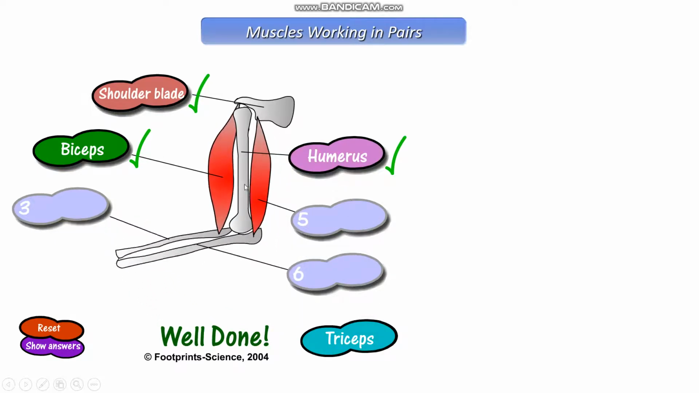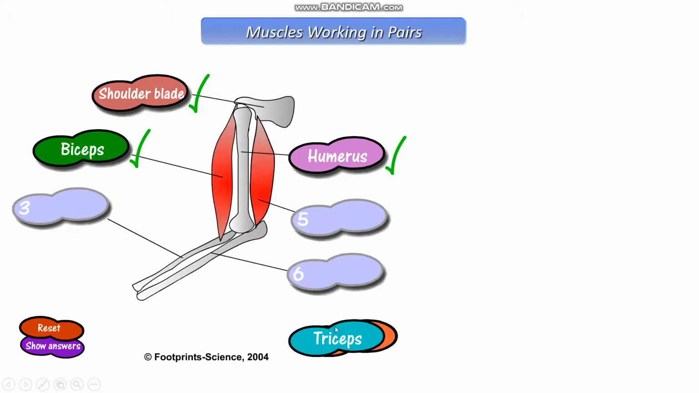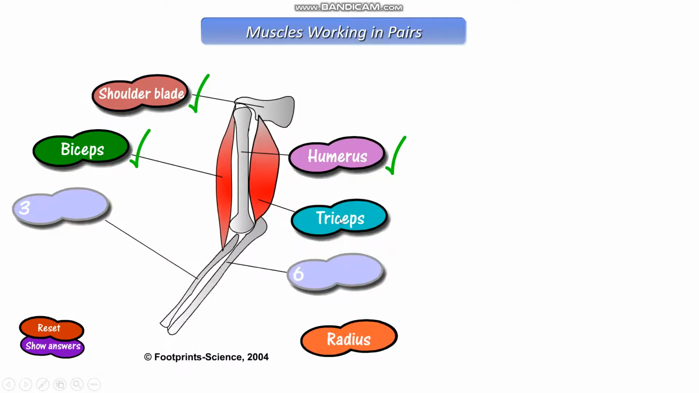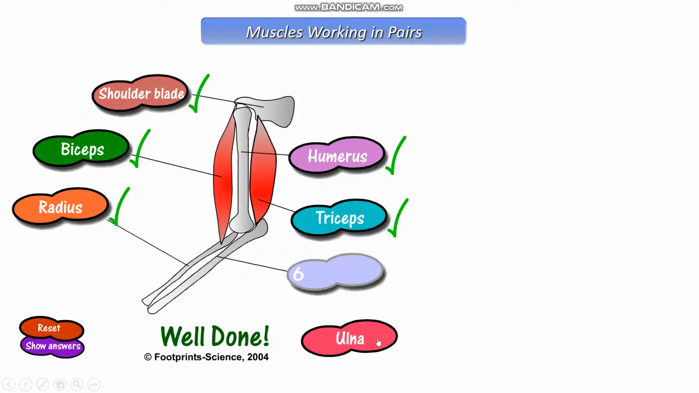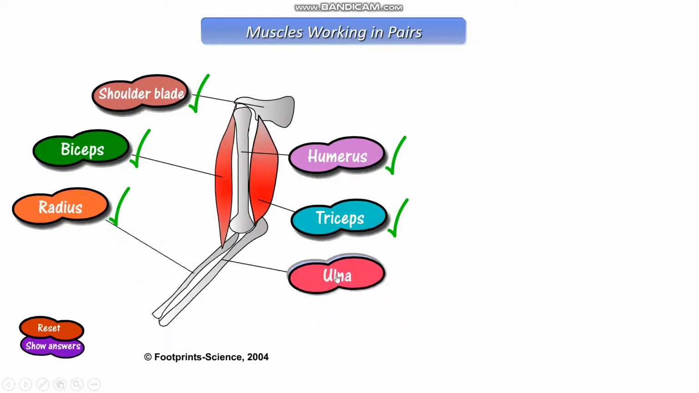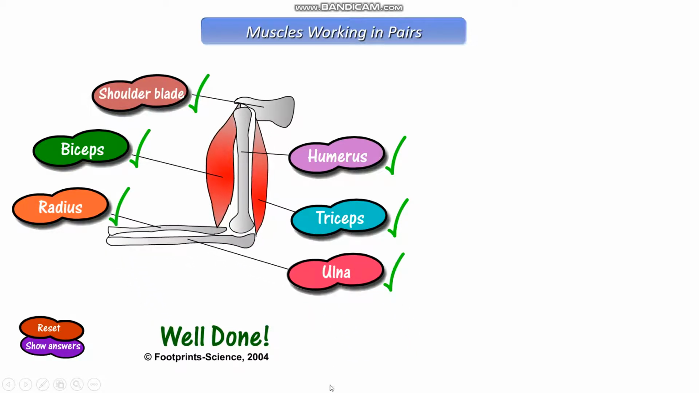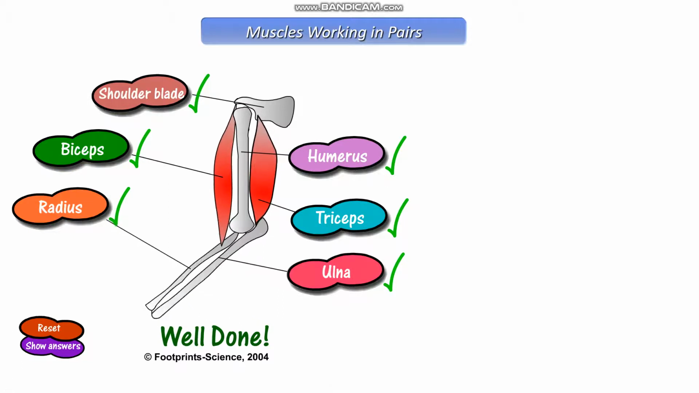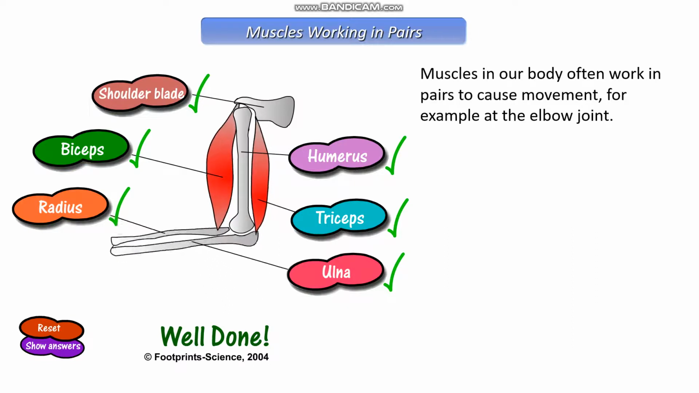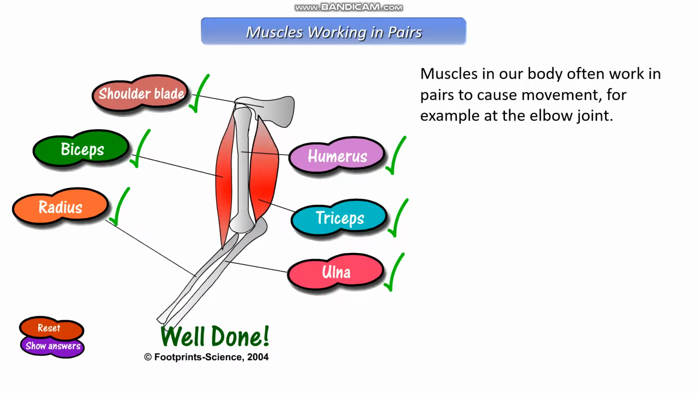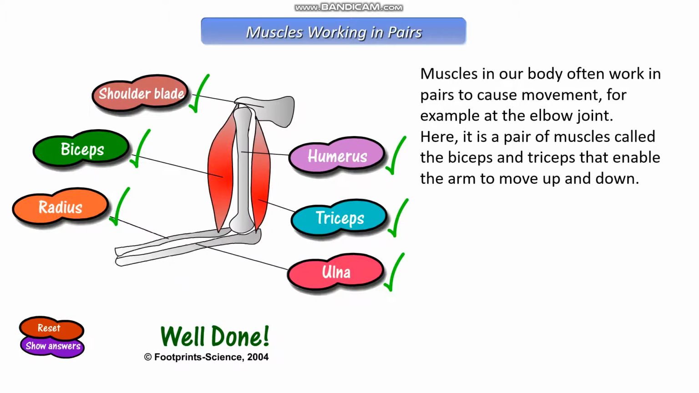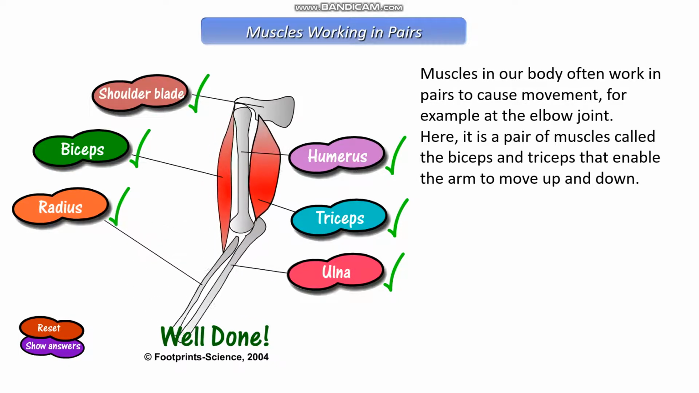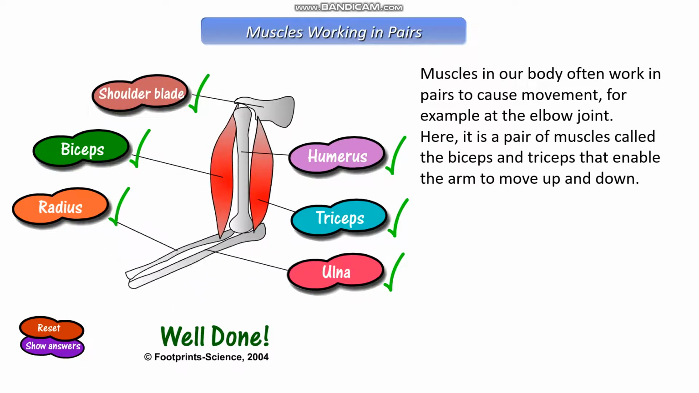Triceps is the other muscle in the pair that causes the movement. That's the muscle below the arm. The radius is the upper arm bone, and the ulna is the lower arm bone. So just make sure that you can identify those different parts of the elbow joint. Okay, so muscles in our body often work in pairs to cause movement. For example, the elbow joint that you see there. Here it's a pair of muscles called the biceps and triceps that enable the arm to move up and down.